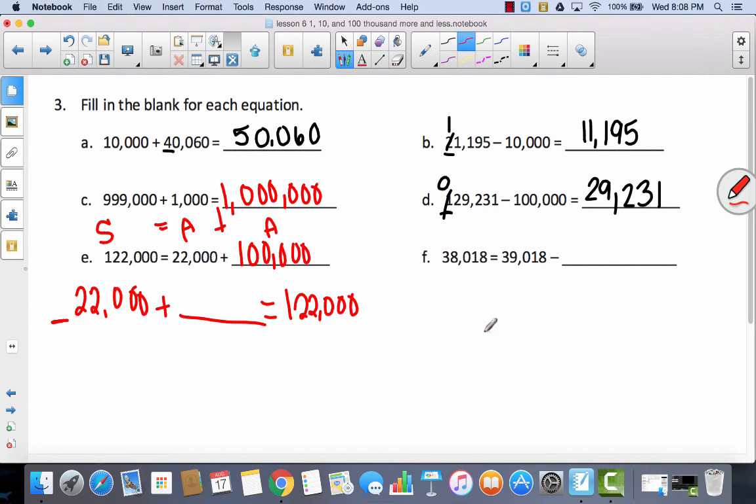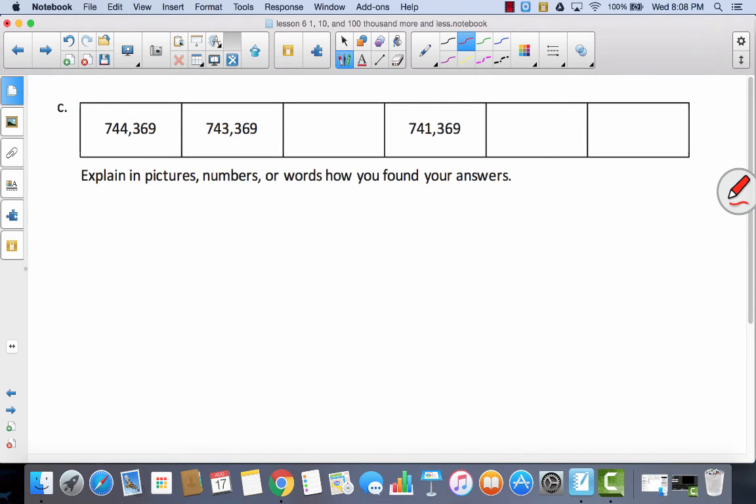All right, so let's take a look at the last one here. So this is the same way, okay? So we can think of this as 39,018 minus blank equals 38,018. So what changed in these two numbers? The thousands place, right? Did it increase or decrease? It decreased. That's why we have the subtraction. It decreased by 1,000. So my answer here is 1,000.